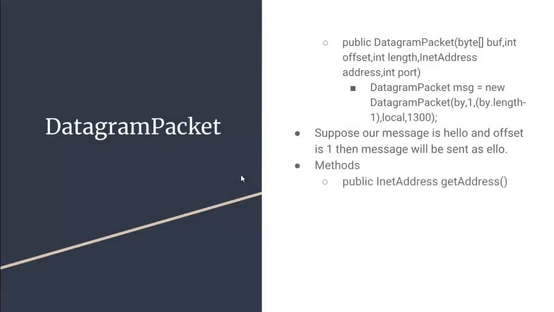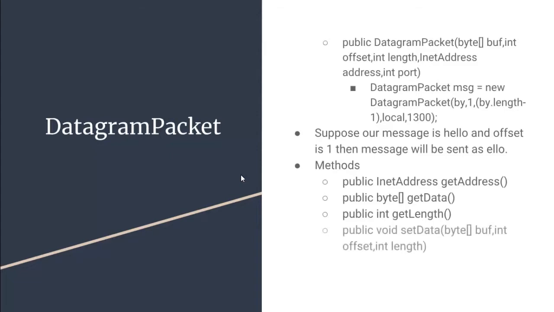First one, public InetAddress getAddress returns the IP address of the machine to which this datagram is being sent or from which the datagram was received. Second one, public byte[] getData returns the data buffer. Third one, public int getLength returns the length of the data. Fourth one is a setter method, public void setData(byte[] buffer, int offset, int length) sets the data buffer, length and offset of the packet.